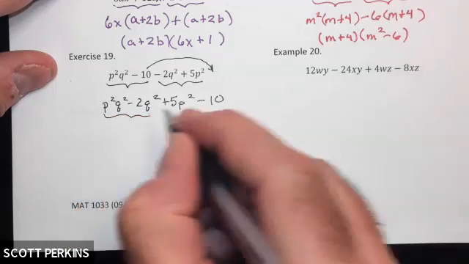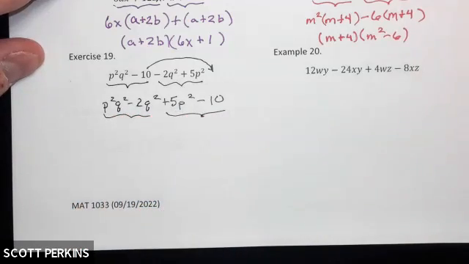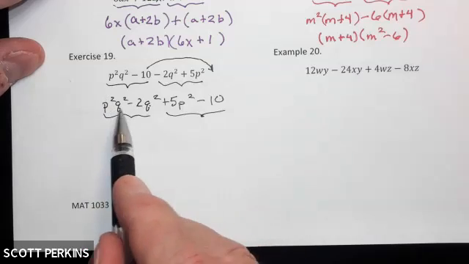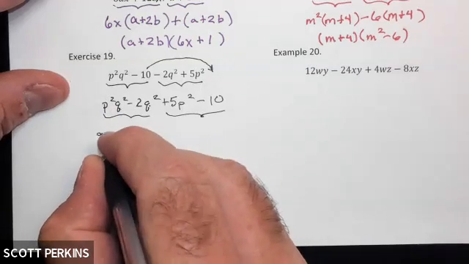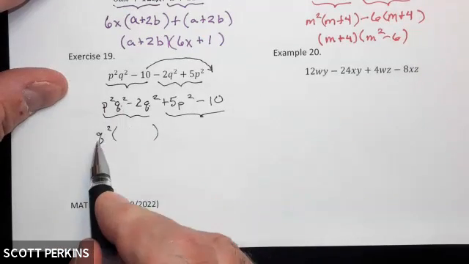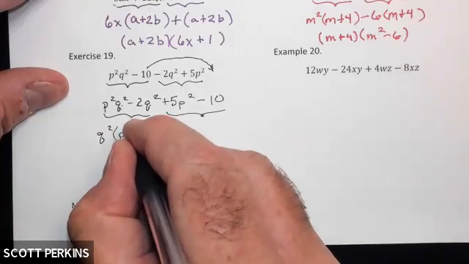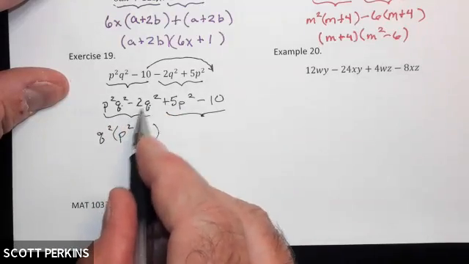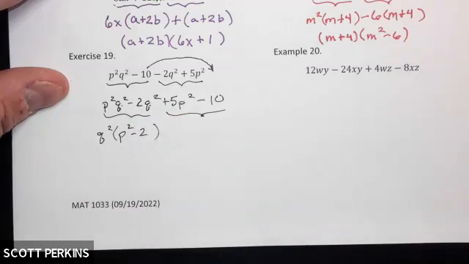So I'm going to group the first two. I'm going to group the last two. Out of the first two, notice I can take a q squared. They both have that same factor right there. And p squared q squared, when I factor out the q squared, leaves p squared. Minus 2q squared, when I take out the q squared, leaves minus 2.